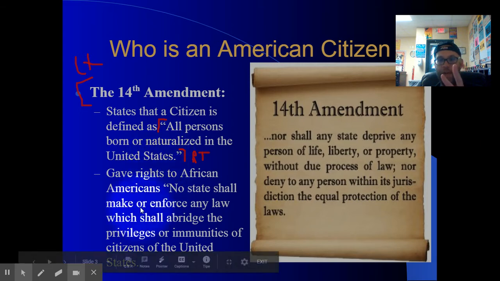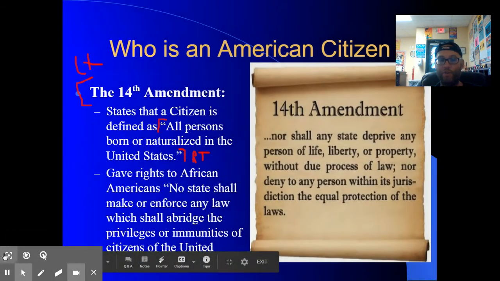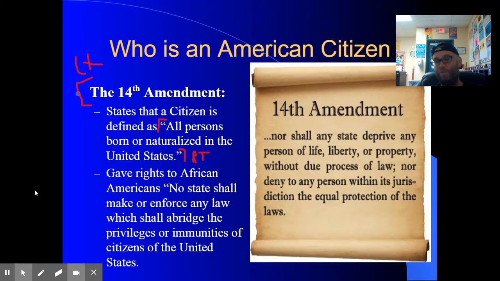So there are really two ways to become a U.S. citizen. You can be born a U.S. citizen, which is called a native-born or natural-born citizen, or you can be a naturalized citizen, which means you've moved from another country and been given your U.S. citizenship. Okay, and that's what we're going to talk about for most of today: how do those two things work.